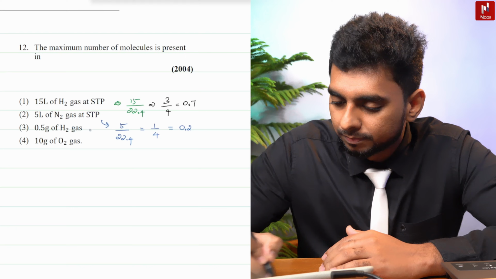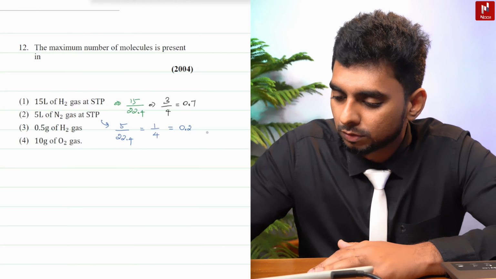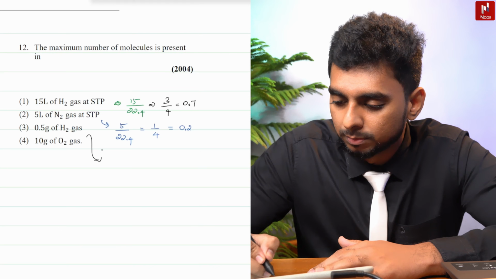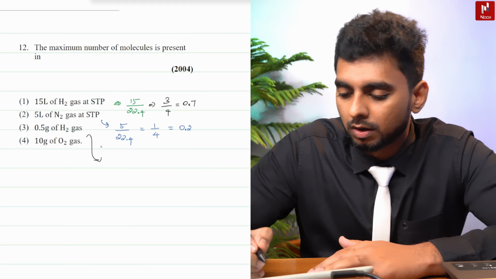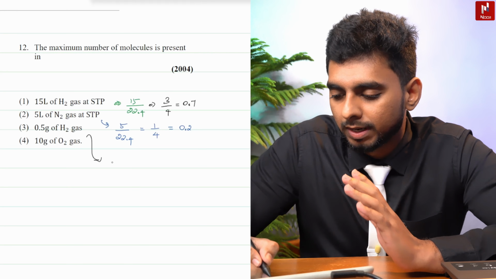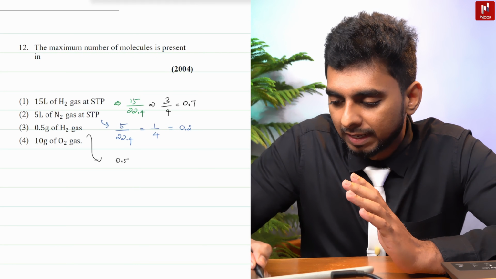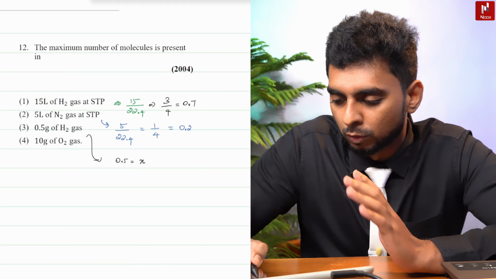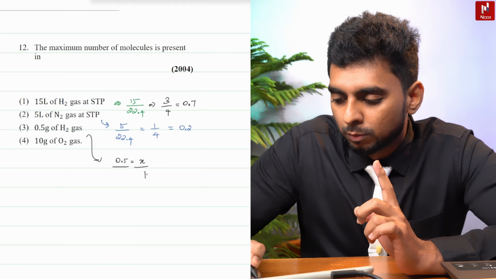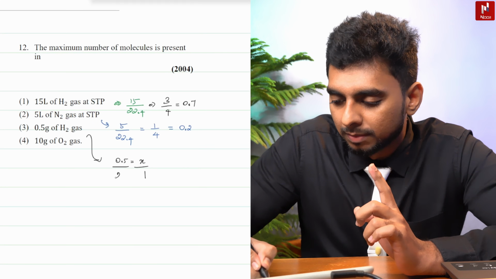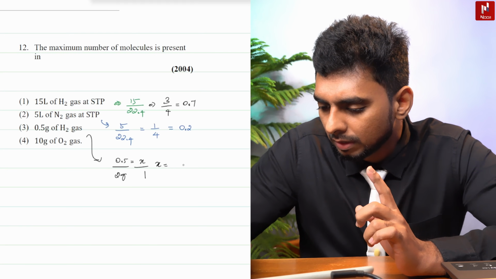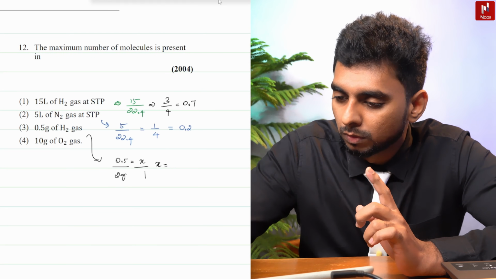Then for the 0.5 gram of H2, got it? So here they have given you in terms of gram. If that was the case, what I need to find is 0.5 gram will give you X moles. I know to get the 1 mole, it should be 2 gram, isn't it? So therefore X will be equal to 0.5 divided by 2.